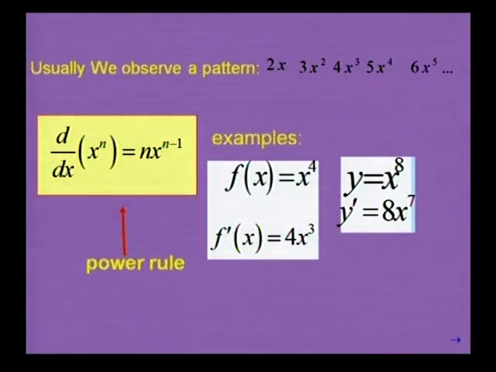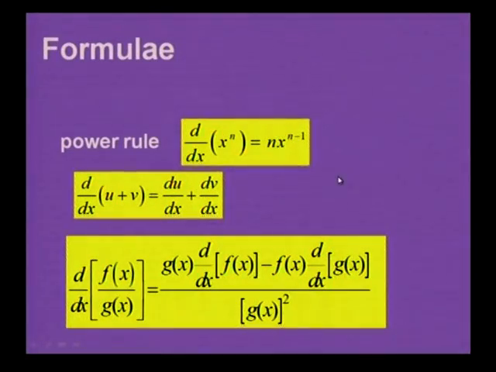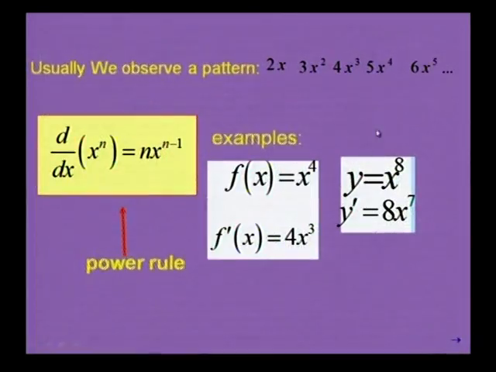Next, these are the examples that we have solved on the power rule. The derivative of x to the power 4 can be written as 4x to the power 3. So, friends, we can write the derivative of x to the power 4 as 4x cube. And now, y is equal to x to the power 8, its derivative is equal to 8x to the power 7.